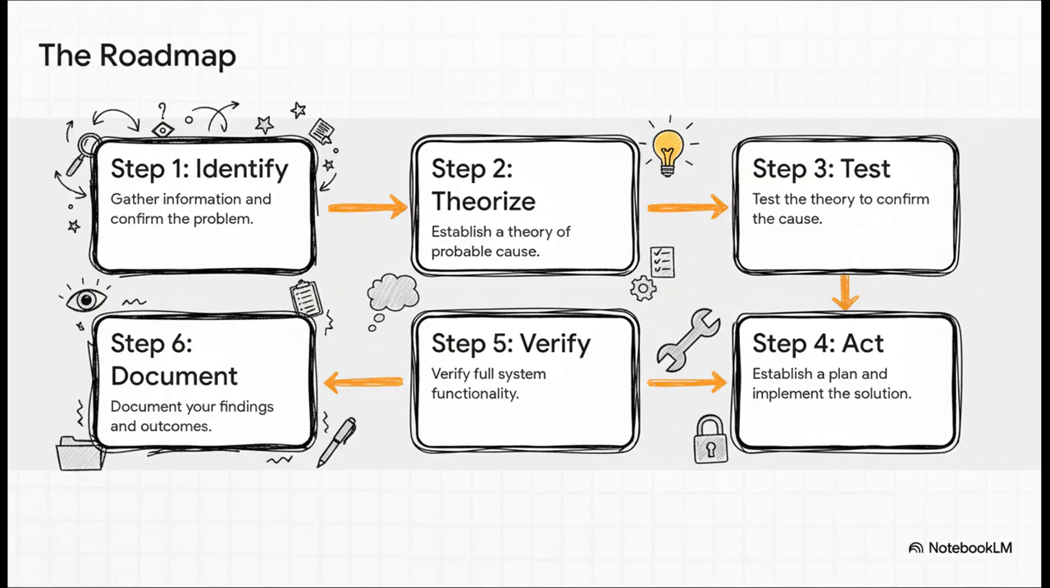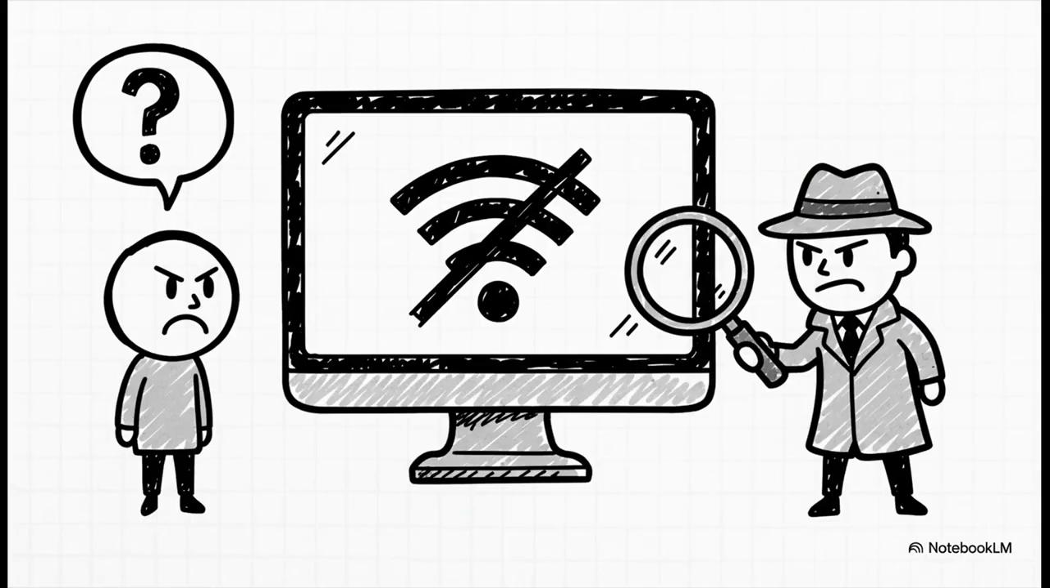These are the 6 steps to our investigation. It takes us all the way from identifying the crime scene to filing the final case report. We're going to walk through every single one. And to make this feel real, we're going to follow a tech detective on a super common case, a user who suddenly can't get online. This will be our case study as we go through the process.